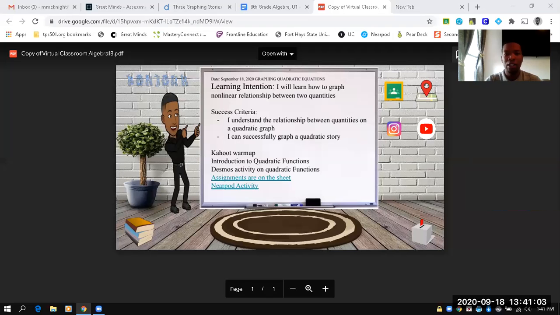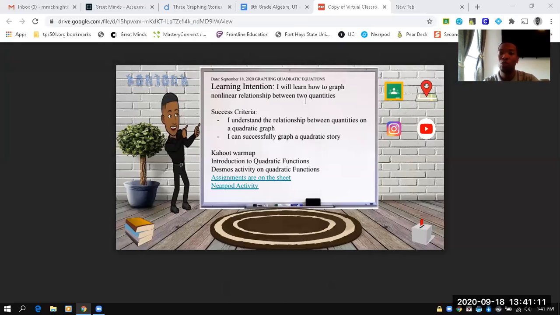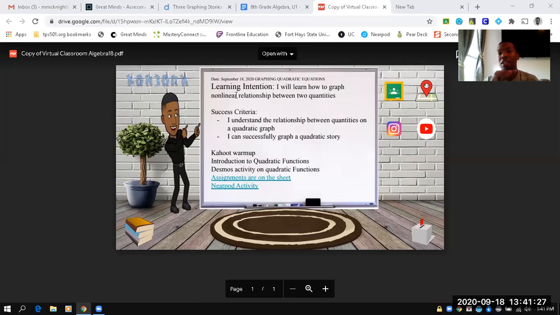All right, we're going to be looking at quadratic functions. So our learning intention states that I will learn how to graph non-linear relationships between two quantities. Remember the two quantities, the quantities are the two things we put on the axes. So we have the y-axis and the x-axis. And then if we're putting time versus speed or whatever, those are considered quantities, all right? And then it's nonlinear because it's not a straight line anymore.